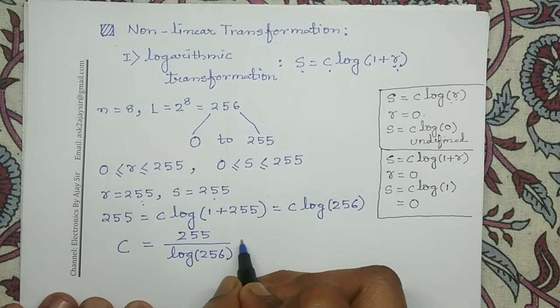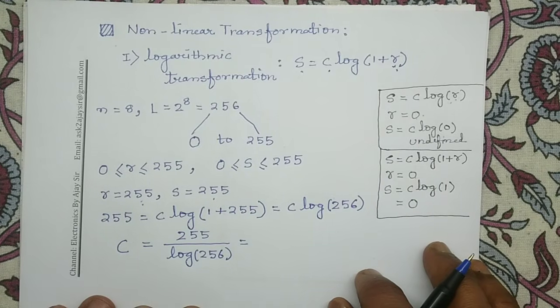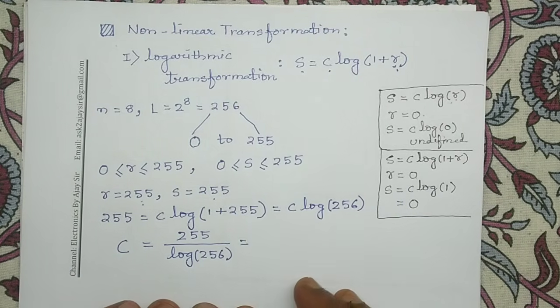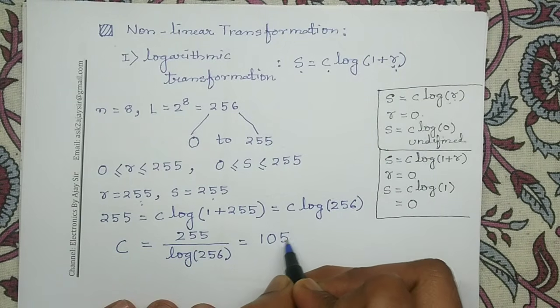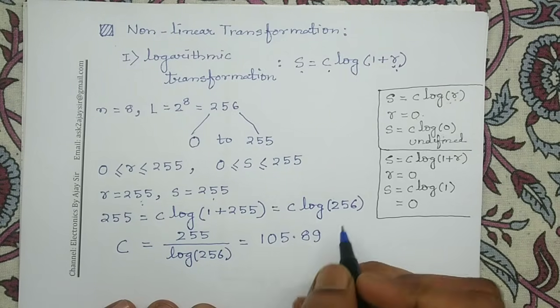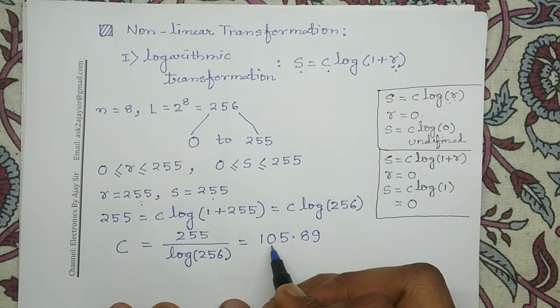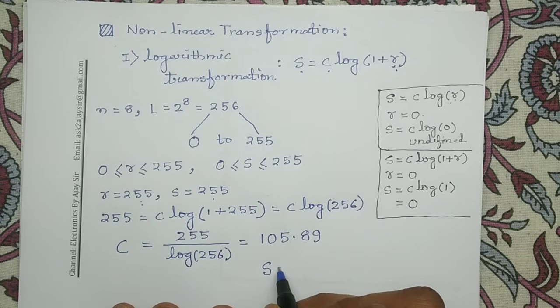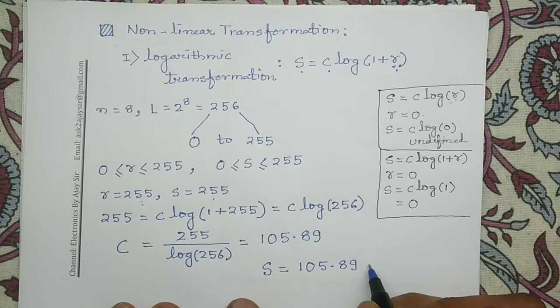If you simplify this expression, it is 105.886, and if you approximate it up to 2 decimal places, it becomes 105.89. So we have determined the value of C for an 8-bit digital input image. It is 105.89. Now we will substitute the value of C in this equation and we will obtain the equation of S for an 8-bit digital input image.